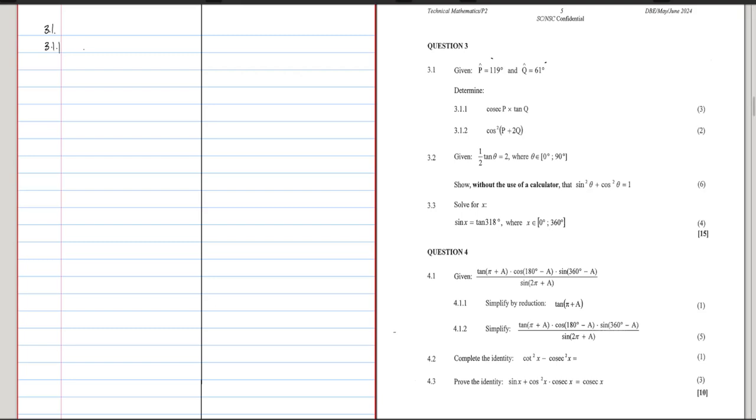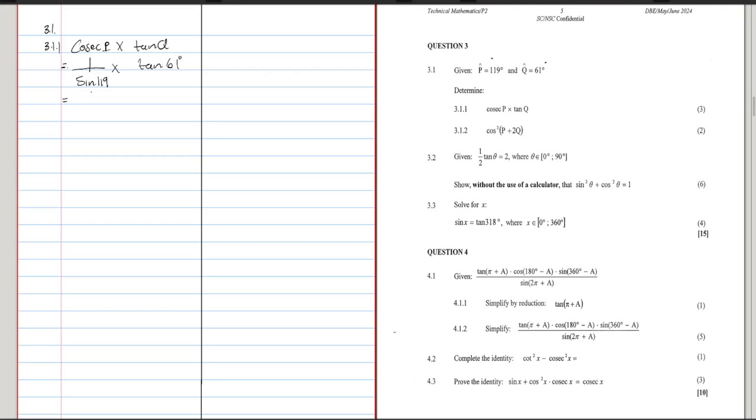3.1.1, okay, so therefore we got cosec p multiplied by tan q equals 2. Now remember, we don't have a button that is dedicated for inverse function, so I cannot punch cosec on the calculator. I'll have to use its inverse. In this case, the inverse for cosec is what? It's sine. Then we substitute p, that's 119, multiplied by tan q, that is 61 degrees.